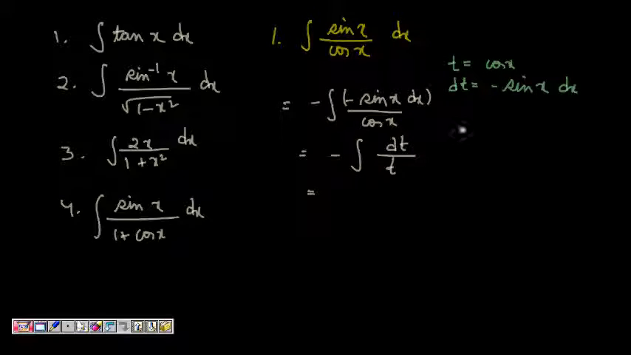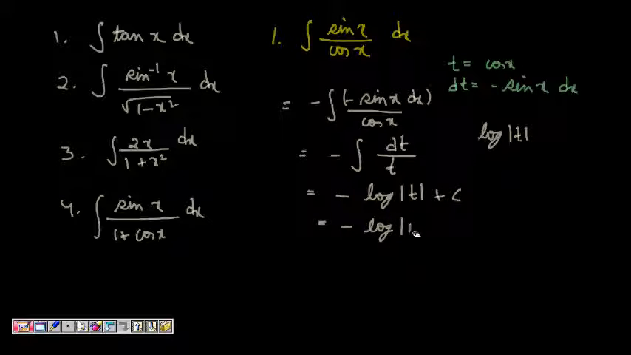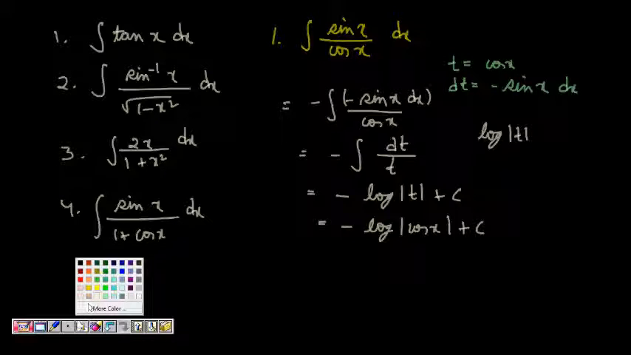What will you differentiate so that you get 1 by t? If you differentiate log of mod t, you will get 1 by t. So this becomes minus log of mod t plus constant, which is minus log of mod cos x plus c. So this one is solved. Next we will try the other example.